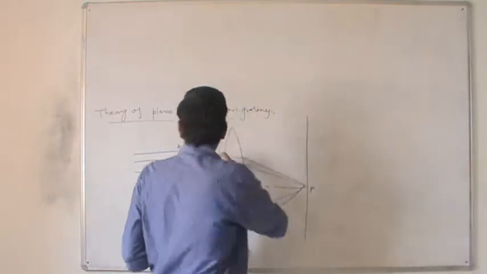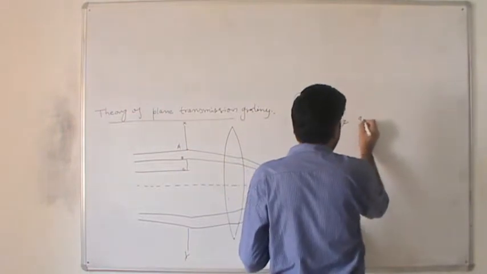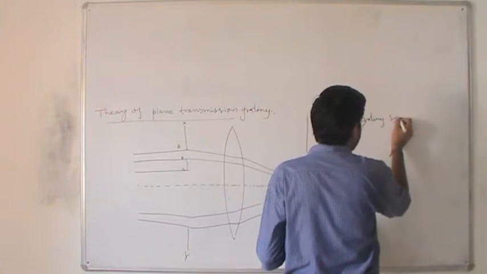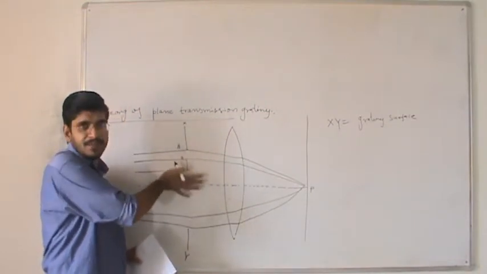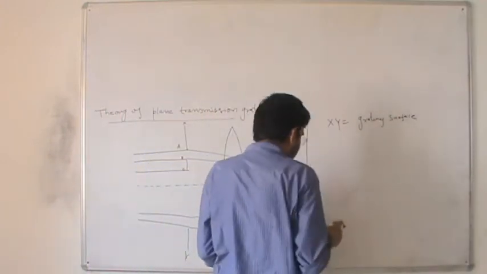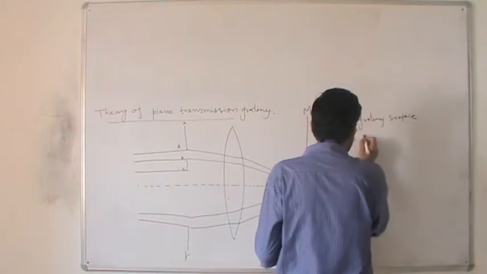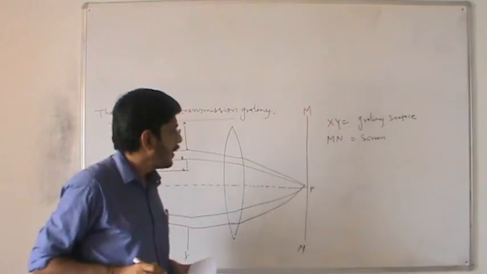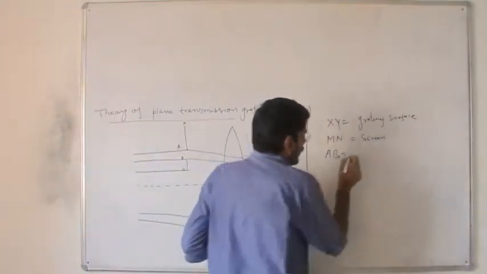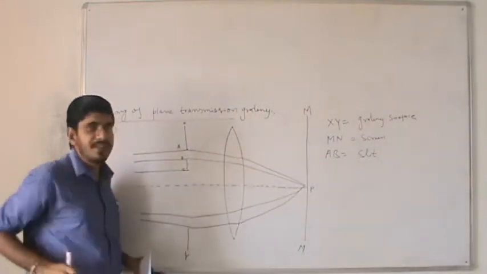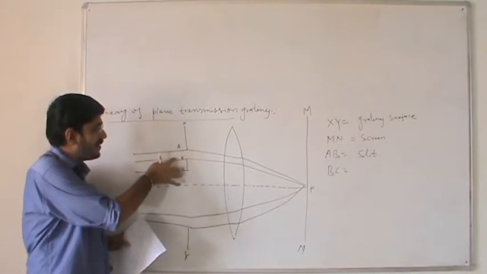Okay, so let me define A, B and C. XY is the grating surface, and on it we have 10,000 to 15,000 equidistant lines. MN is the screen where the interference will be developed. AB is the slit in which light can be transmitted, and BC is the opaque portion.